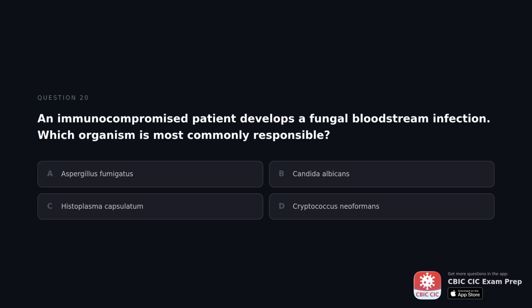An immunocompromised patient develops a fungal bloodstream infection. Which organism is most commonly responsible? A. Aspergillus fumigatus. B. Candida albicans. C. Histoplasma capsulatum. D. Cryptococcus neoformans.